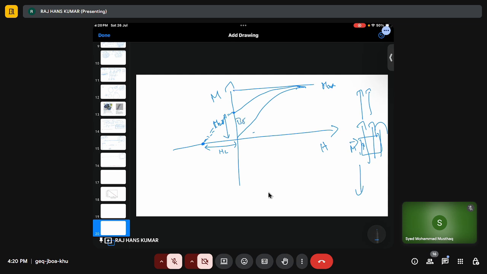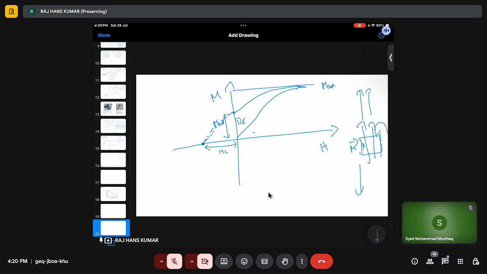Many people call it residual magnetization, that means the magnetization which remains after removing the magnetic field, or some people call it retentivity, remanence. So it depends on what term you are using. All are the same. Everything is the same.